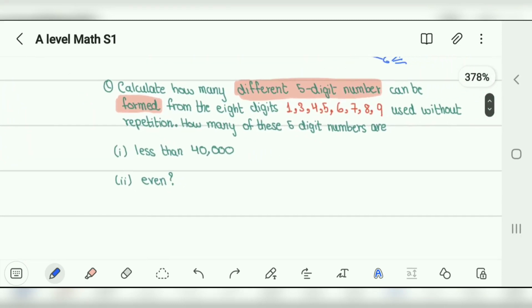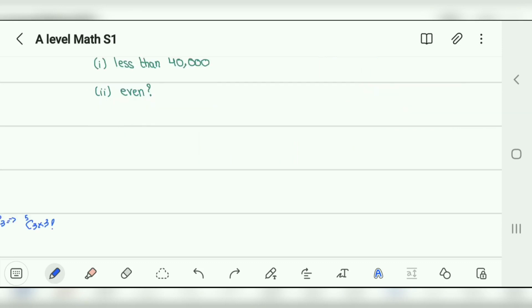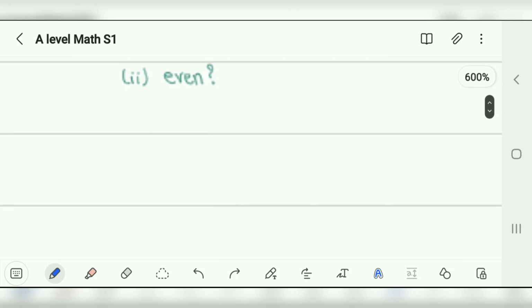Now moving to question 2. Calculate how many different 5-digit numbers can be formed from the 8 digits 1, 3, 4, 5, 6, 7, 8, 9 used without repetition. How many of these 5-digit numbers are: part 1, less than 40,000, and part 2, even numbers. So let's start with part 1.